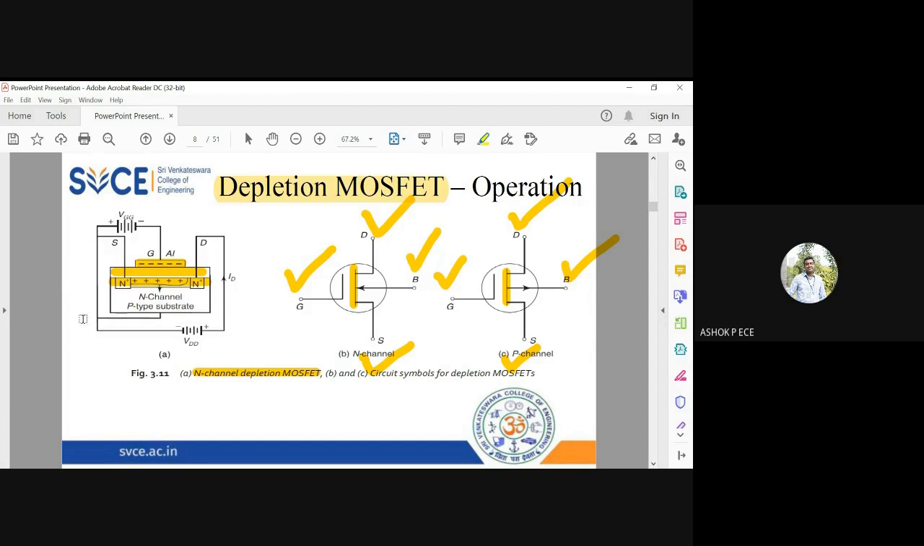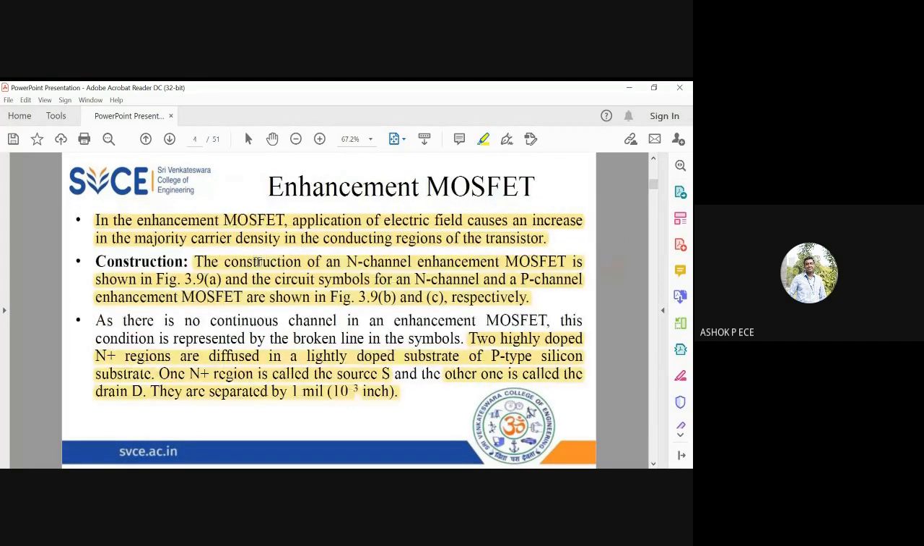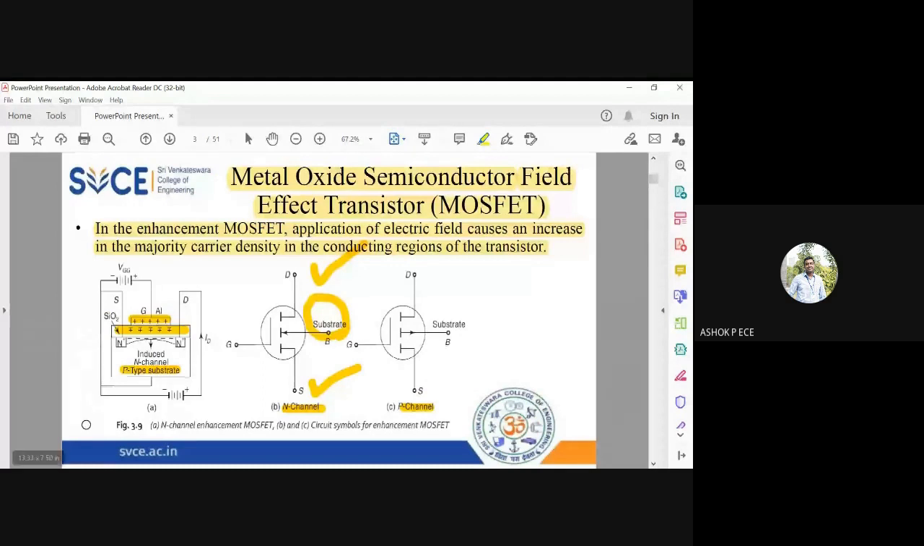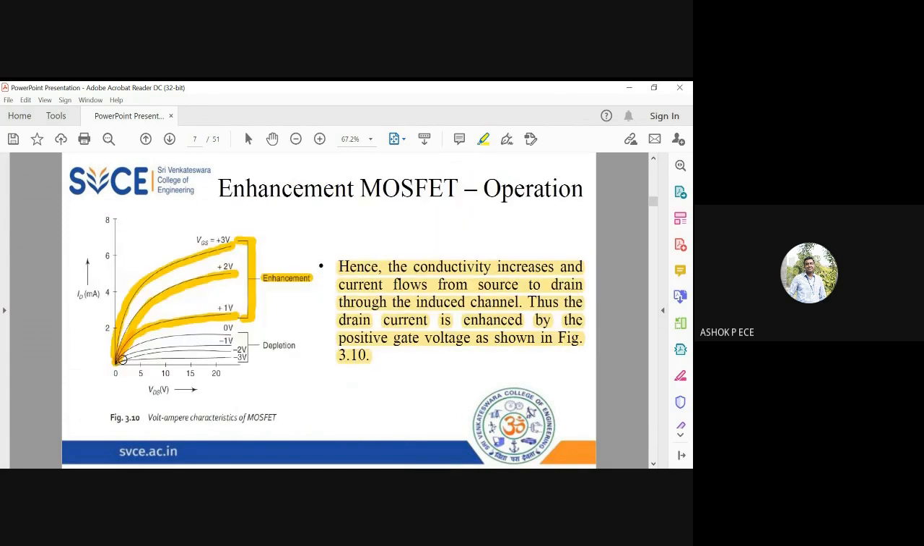See this diagram, just scan this diagram and keep it in your mind. I am going to the enhancement MOSFET diagram, and you will see everything is exactly the same. Only this gate voltage is reversed. By reversing the gate voltage, the same MOSFET can be used as an N-channel enhancement MOSFET or N-channel depletion MOSFET, or P-channel enhancement MOSFET or P-channel depletion MOSFET. So when I give negative supply to the gate, the drain current will reduce because the number of electrons is less.